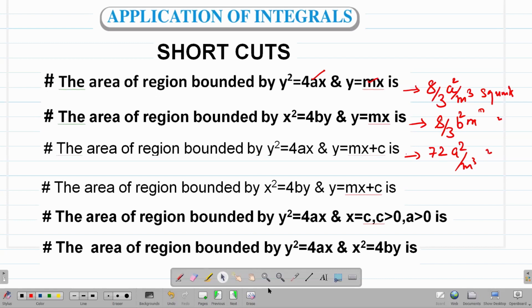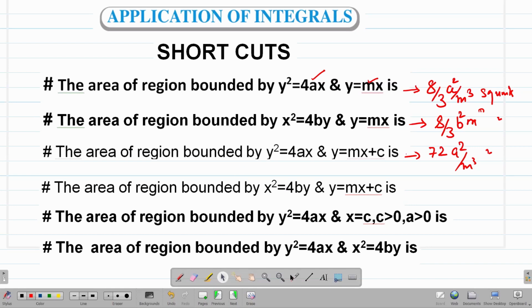Similarly, if I get the area of the region bounded by x square is equal to 4by and y is equal to mx plus c type of line, then my answer in this case, again replace a by b and replace 1 by m. So here I get 72 b square into m cube square units.